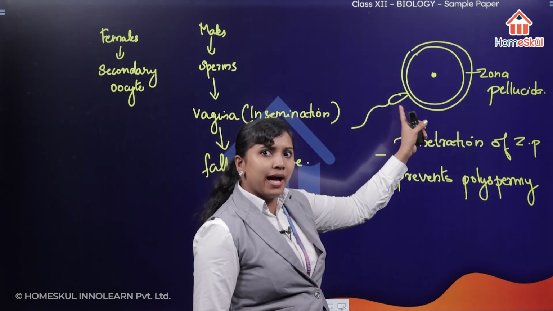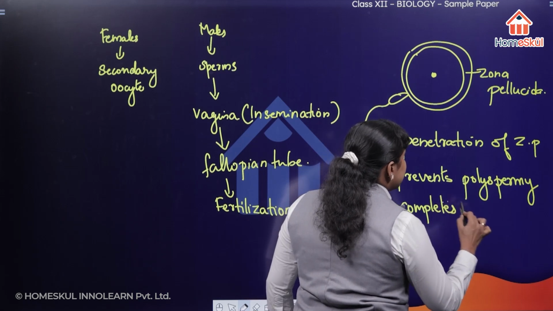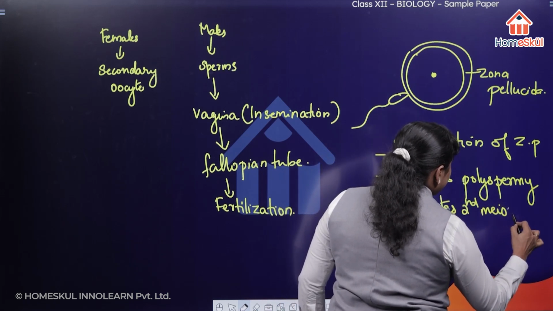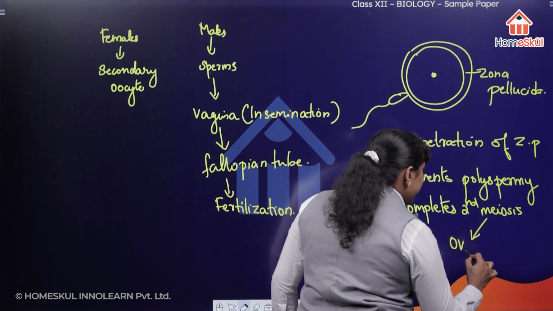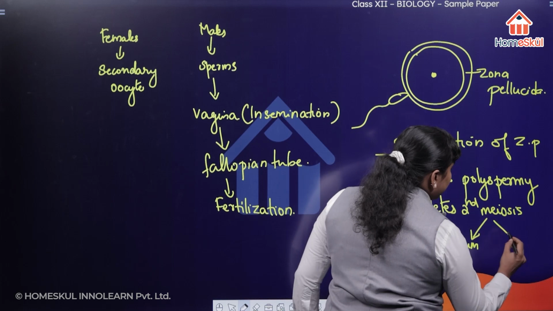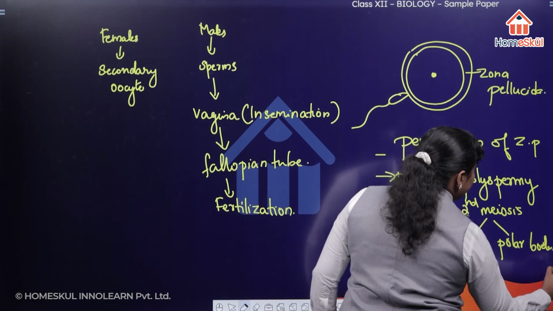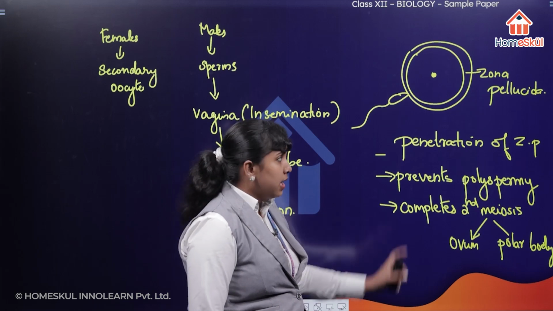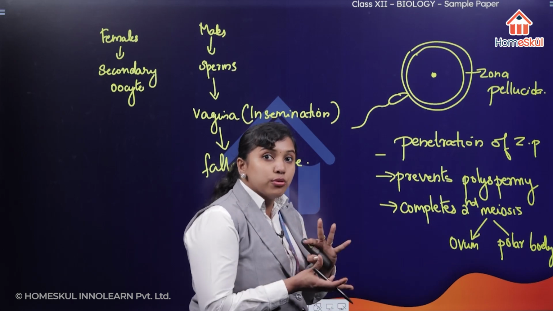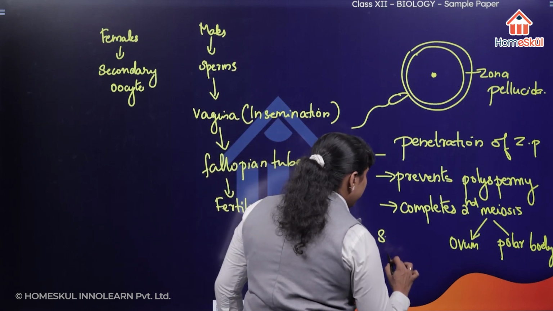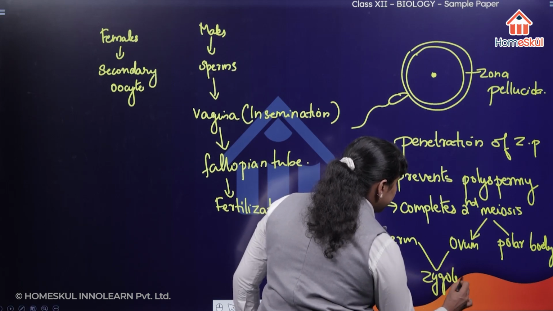Then, once the sperm has touched the secondary oocyte, what happens there? It completes the second meiosis. The second meiosis is unequal in nature, and it results in the formation of an ovum, or ootid, and a polar body. Then the sperm has penetrated, right? The sperm nucleus and the nucleus of the ovum will fuse together to form a diploid zygote.